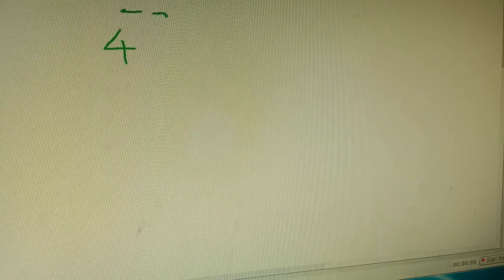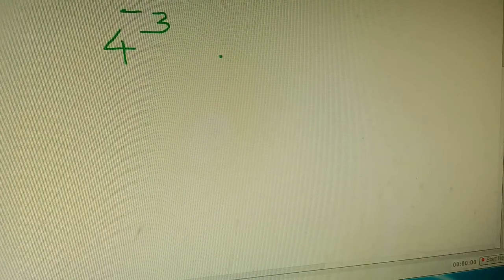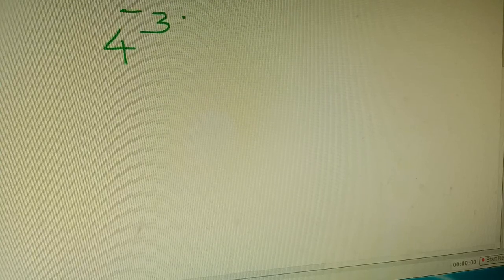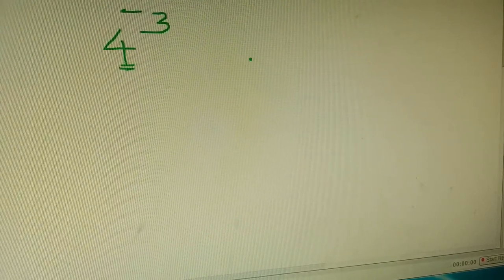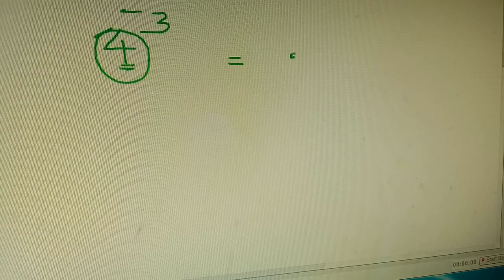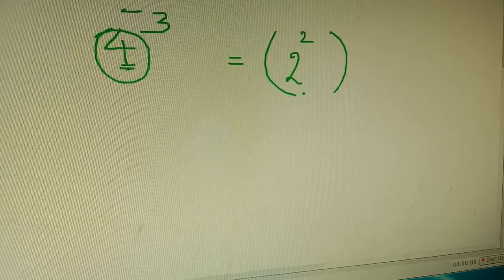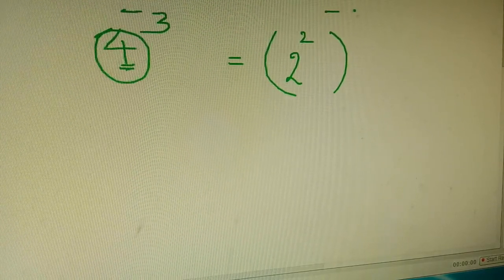Then can you write 4 to the power of negative 3 as a power with the base 2? Here the base is 4, which we need to change to 2. So how can we write it? First of all, we can write this 4 as 2 squared. Then it is 2 squared, then to the power of negative 3.